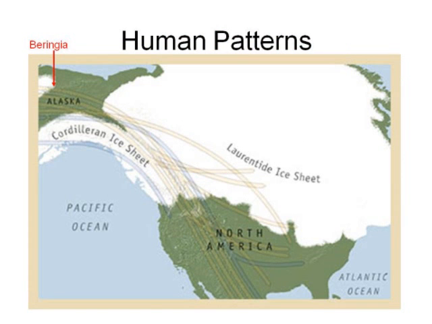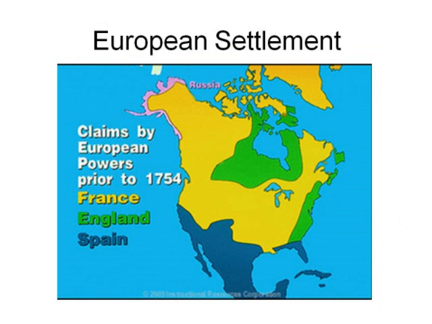Humans first arrived in the Americas via a land bridge from Asia during the last ice age, around 15,000 years ago. The land bridge is known as Beringia. Europeans arrived and began to create settlements in 1492.